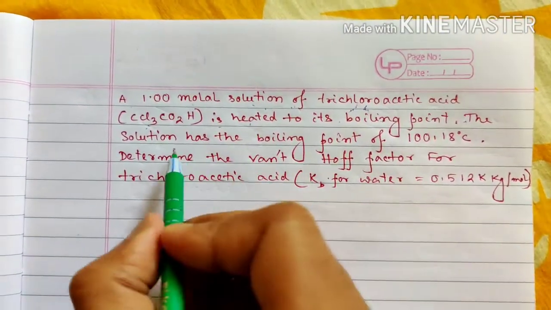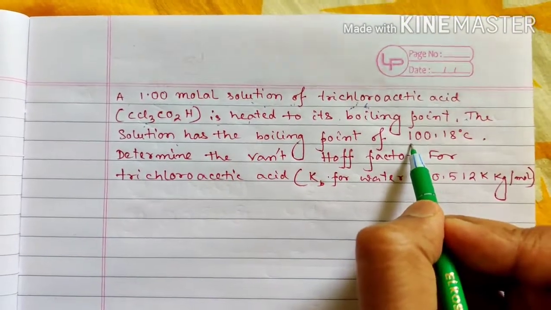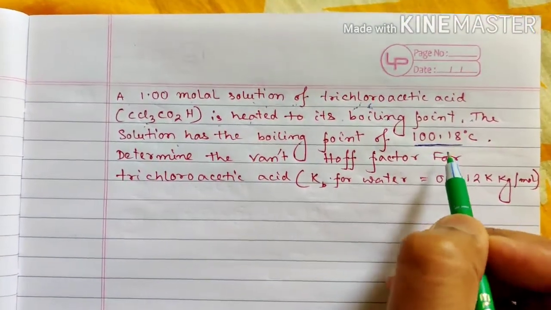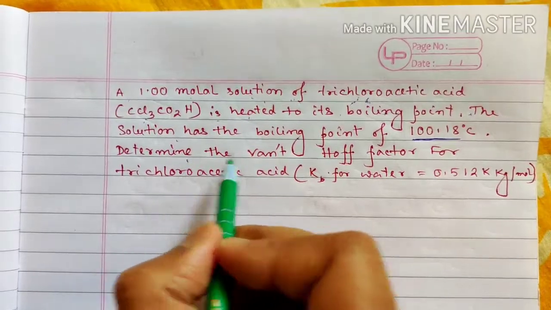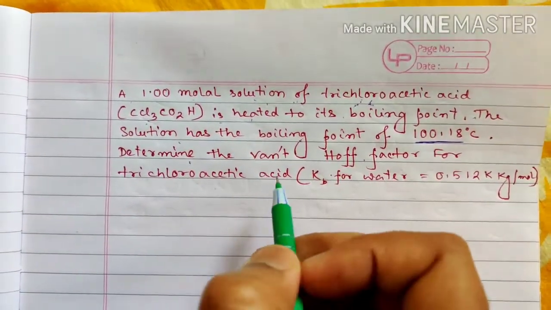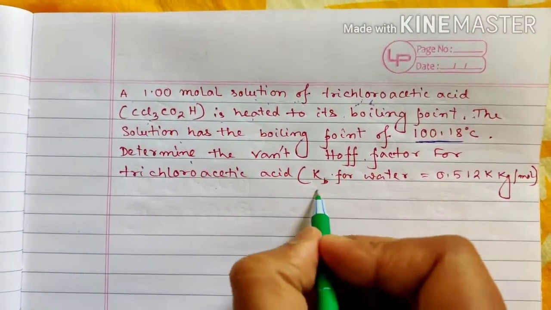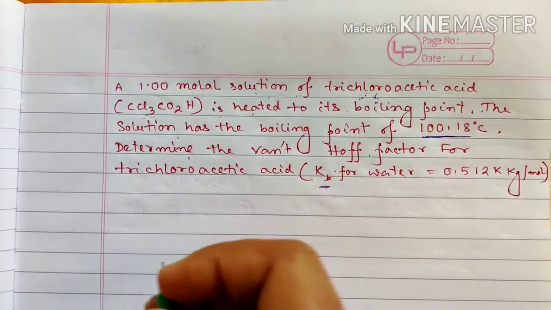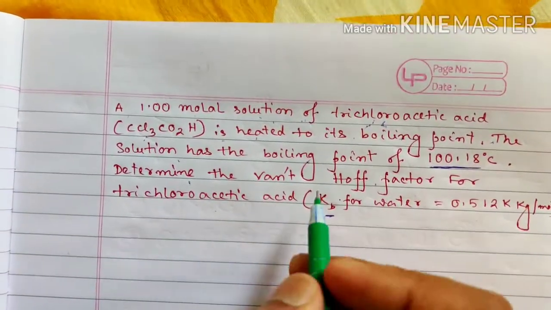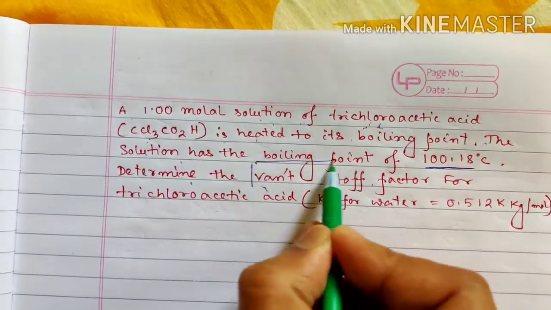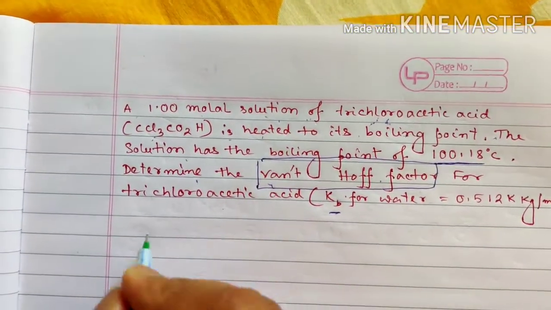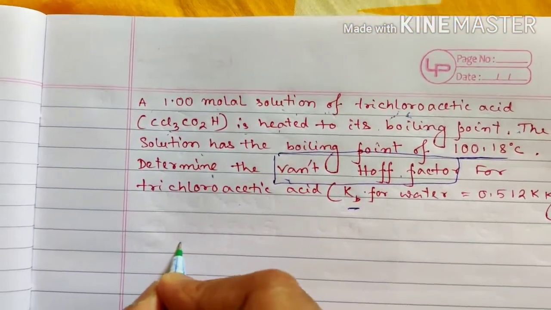So the solution has a boiling point of 100.18 degrees Celsius. Determine the Van't Hoff factor for the trichloroacetic acid. Kb for water is already given. Now we have to calculate the Van't Hoff factor. So let us see what the Van't Hoff factor is.